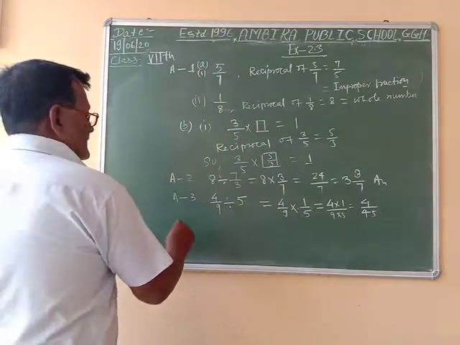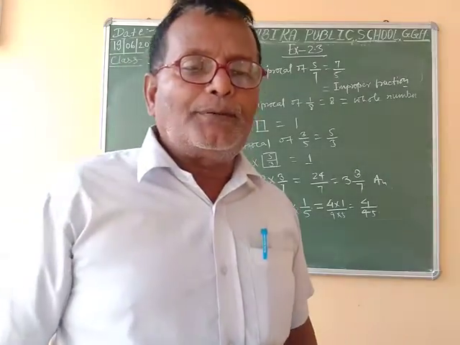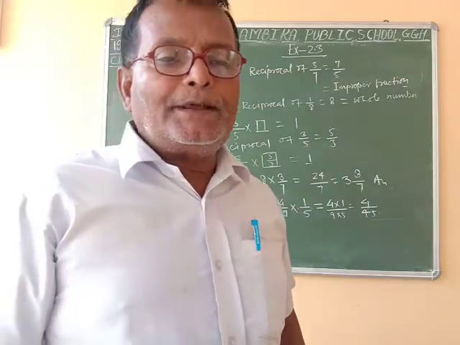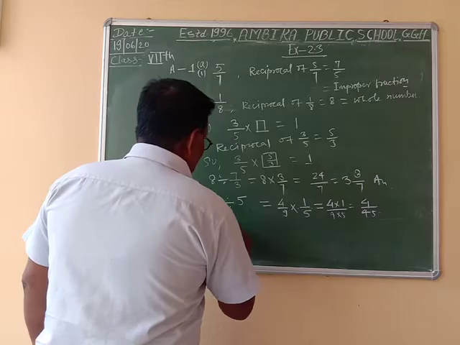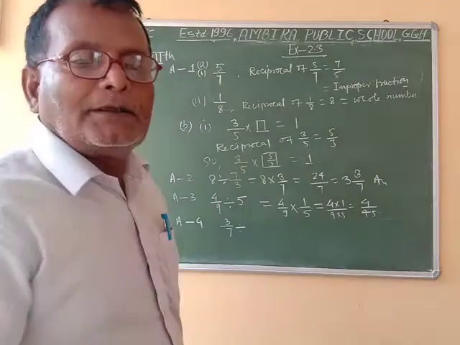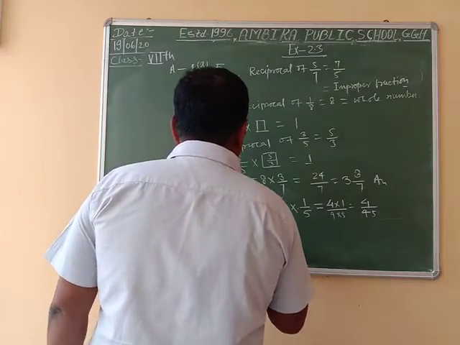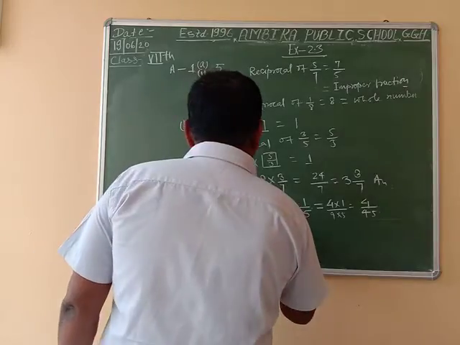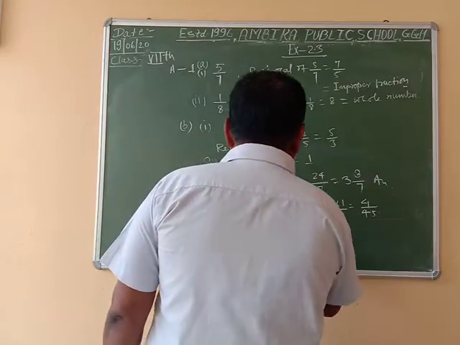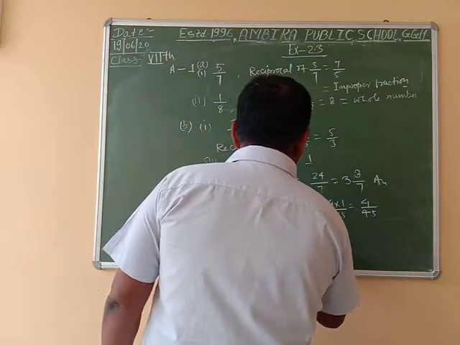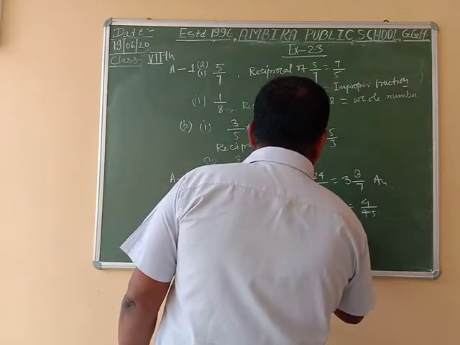Question number 4. Find 3 by 7 divided by 8 by 7. 3 by 7 divided by 8 by 7 is equal to 3 by 7 times the inverse of 8 by 7, which is 7 by 8. Here the 7 cancels, so the answer is 3 by 8.